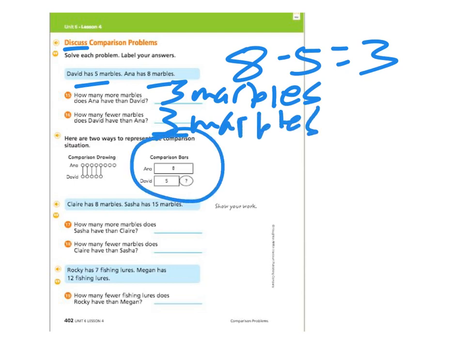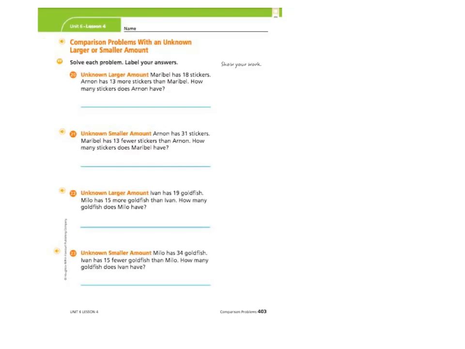So you're thinking, well, the comparison is the difference, which is 3, because if you were to have 5 and 3, that would be 8, and 8 would be equal to 3. So you're just filling in those last 2 in the same way. And then you're applying them to word problems on page 403.